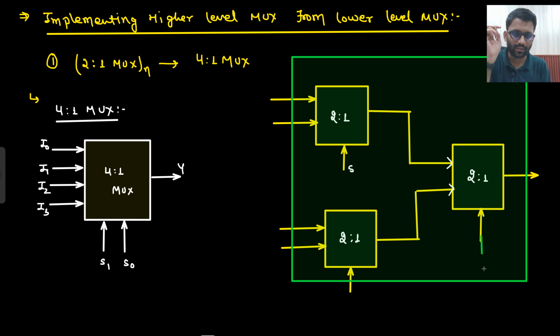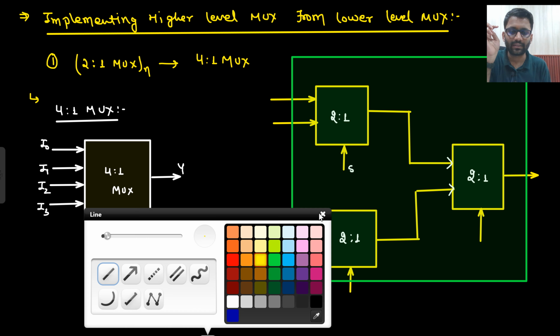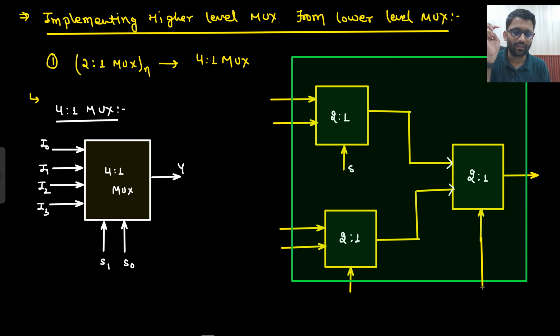So if I extend these select lines, this complete diagram is your 4 cross 1 mux, right? This is your complete 4 cross 1 mux. There are two select lines, S0 and S1. Which one will be S1? Which one will be S0? Okay, you tell me. This one will be S1 and these two will be S0.